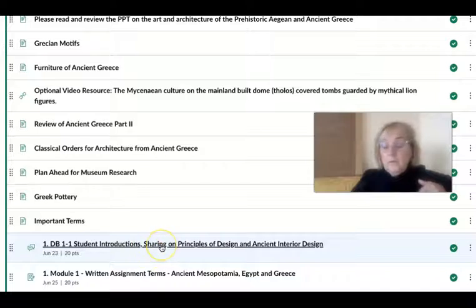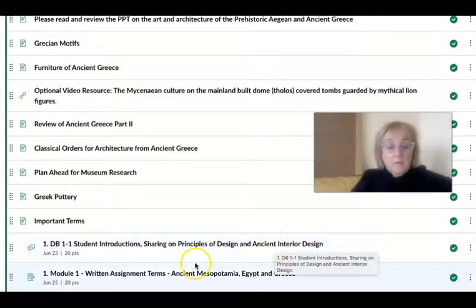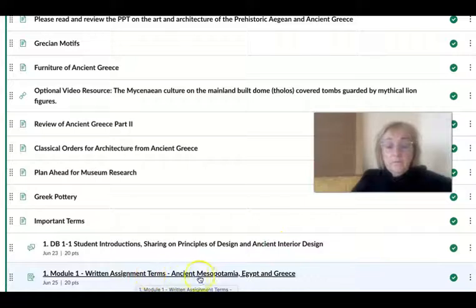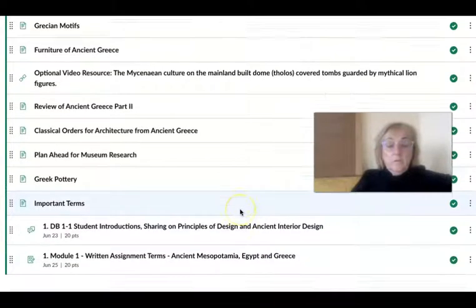You introduce yourself in the first week. You also have some prompts to talk about the principles of design and ancient interior design. And that is due by Thursday, midnight. And remember, 2 responses by Saturday, midnight. And then there's a written assignment of terms for week 1. So be sure to complete those assignments by the end of week 1. So the course follows along that way.